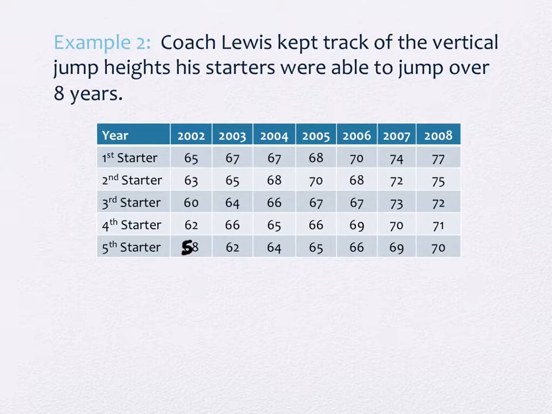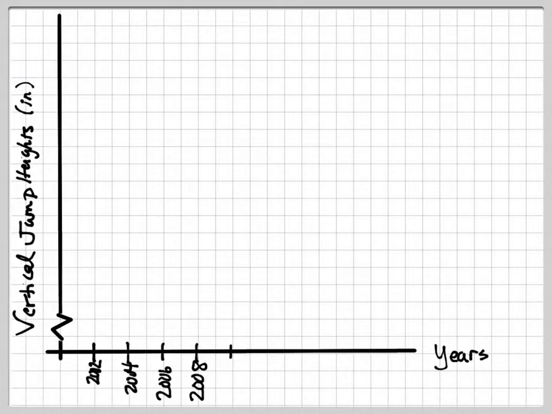Is 58 our smallest? What's our largest value? 77? So here's our smallest, and there's our largest. So my vertical axis needs to include values from 58 up to 77. Does that sound good? Okay, so over here, I will simply start with 58.